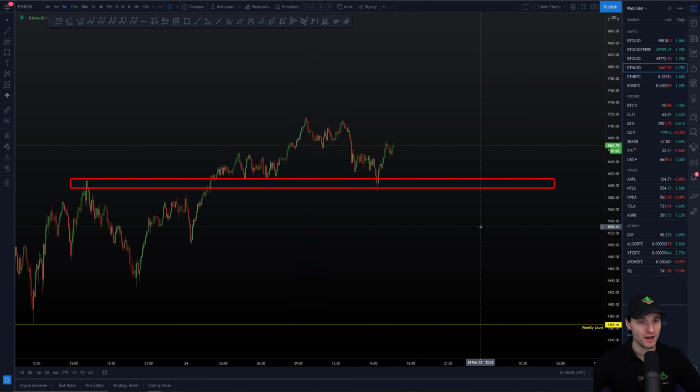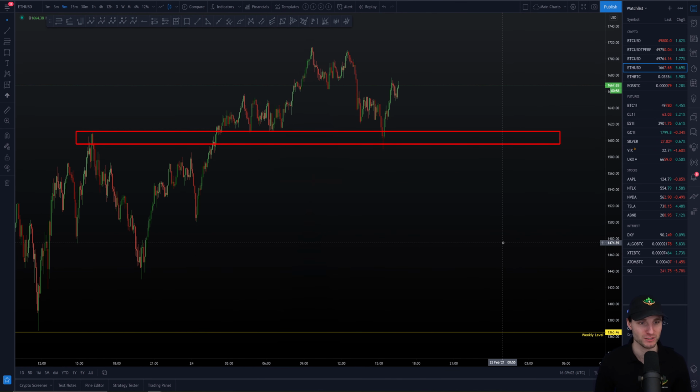There we go. So yeah, Ethereum I do think looks good, to be honest with you. I do think it looks nice. I mean, it's just really easy to trade. You can't get more simple than SR flips. You know, run of the lows, SR flip.